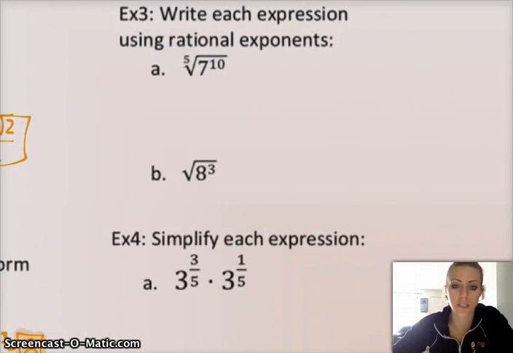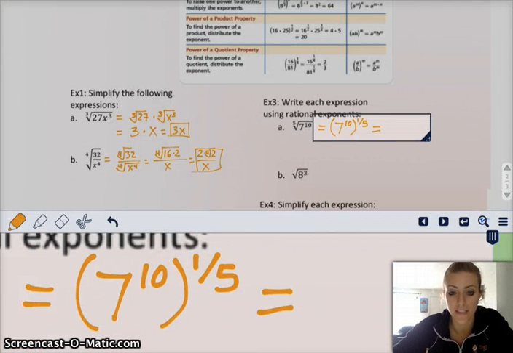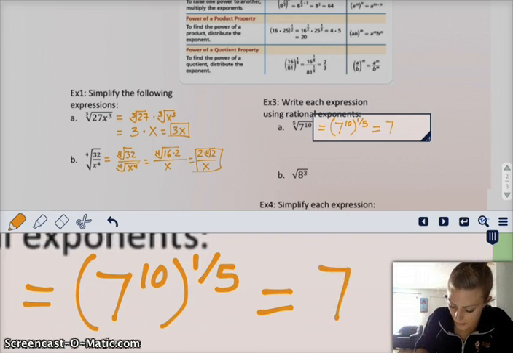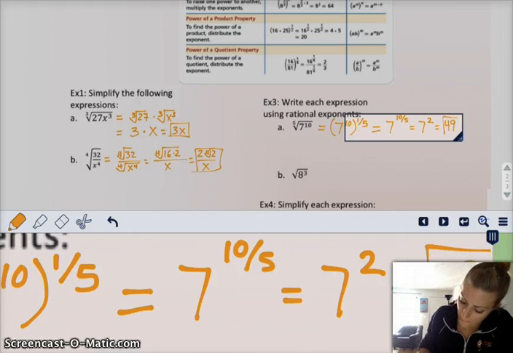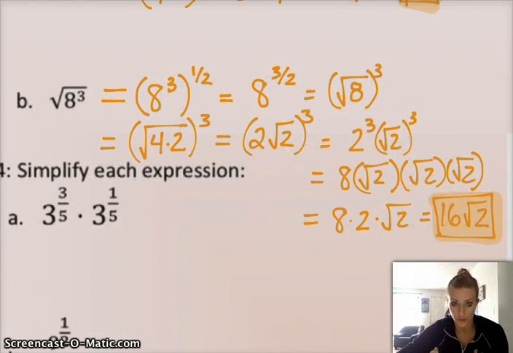It says write each expression using rational exponents. Rational being a fraction. So I've got the 5th root of 7 to the 10, and the 5th root I can rewrite as the power 1 over 5. So let's do that, which is the same thing as 7 to the 10 times 1/5, right? So that becomes 7 to the 10 over 5, which is just 7 squared. 10 divided by 5 is 2. 49. Box it. Here's the solution to B.